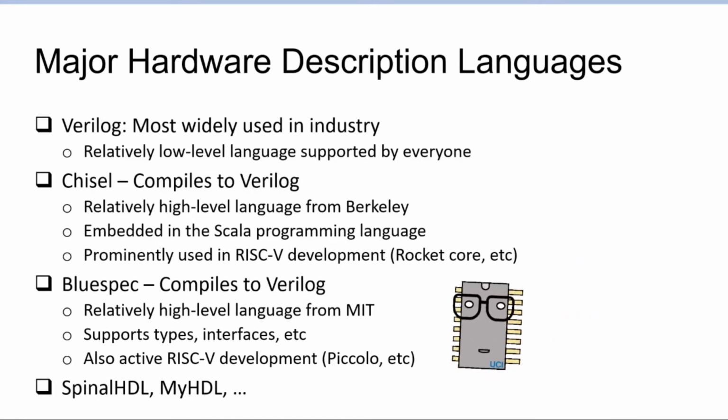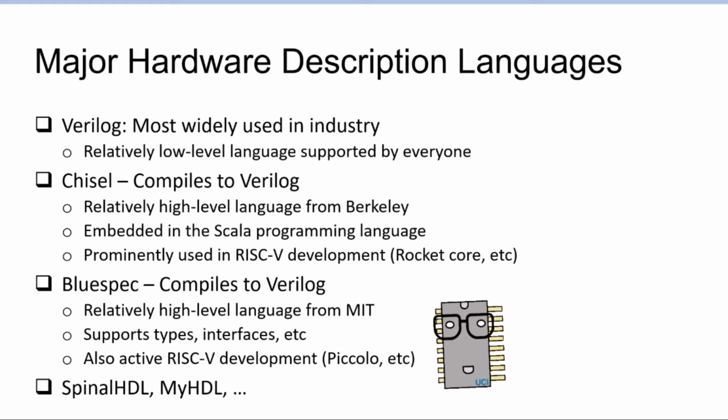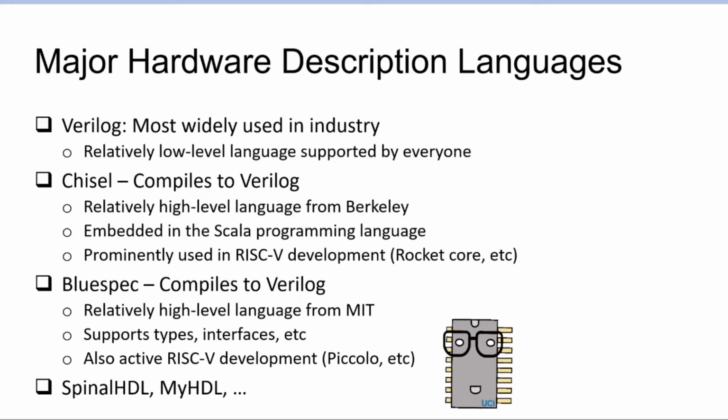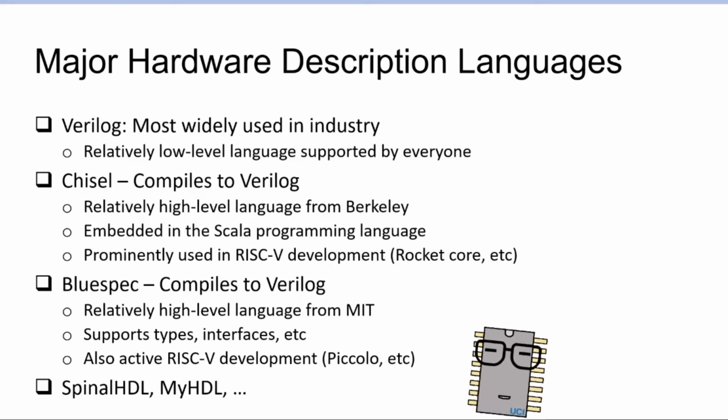Another language is Bluespec, which we will be focusing on because I've kind of drunk the Kool-Aid for Bluespec already. Bluespec also compiles to Verilog. It is another relatively high-level language, designed at MIT. It is a strongly typed language which supports types, interfaces, static elaboration, etc. Very high-level language features, which we will talk about in more detail in a couple of slides. Bluespec is also active in RISC-V development, with examples including the Piccolo core, etc.